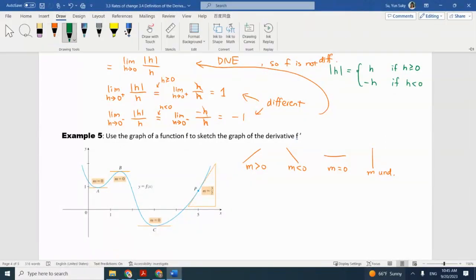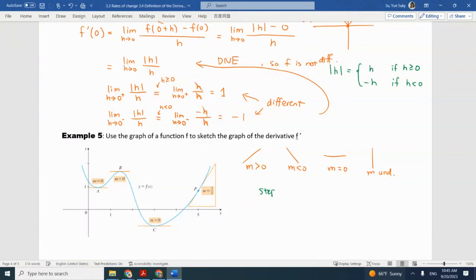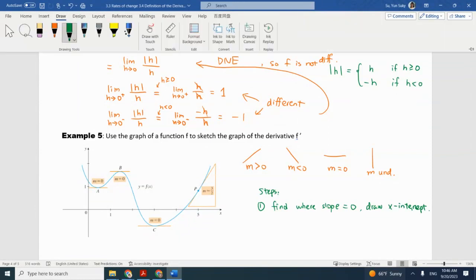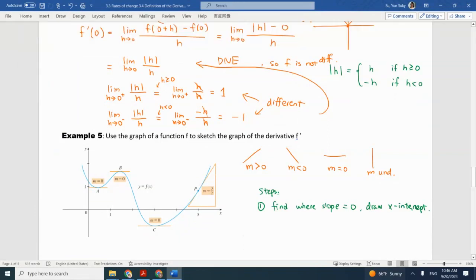So here are the steps. Write down the steps. First one, find the point where the slope is 0. Okay, find the point where the slope is 0. And then you draw the x-intercepts. Is that okay, everybody? Because you want to draw the graph of the f prime, the derivative, is the slope of the tangent line.